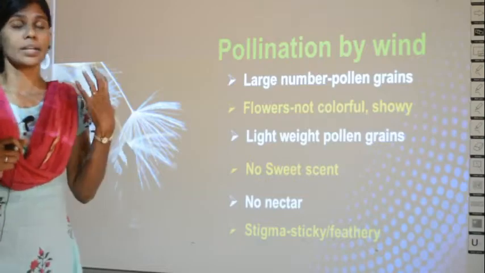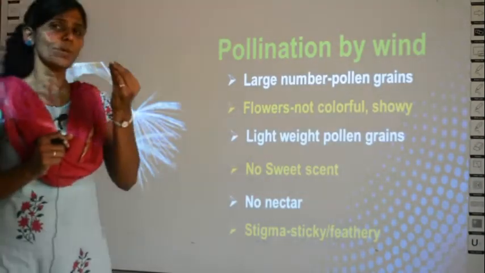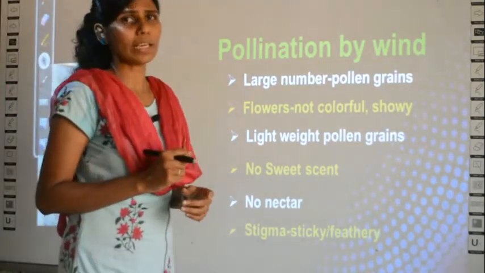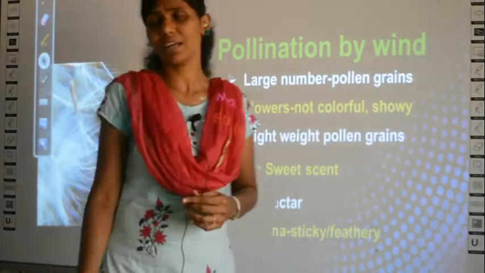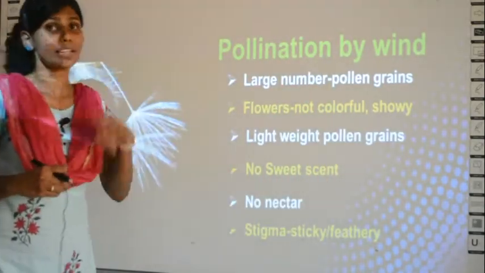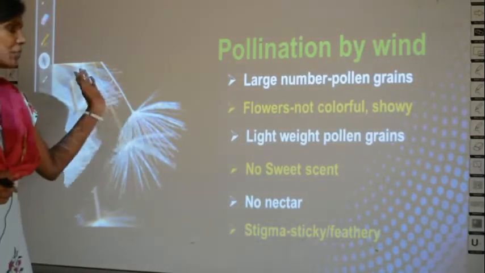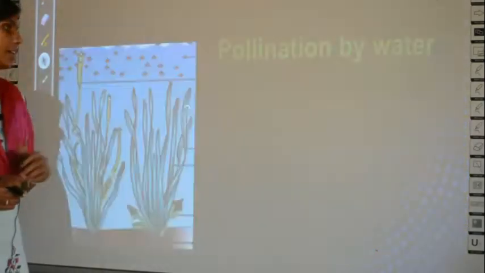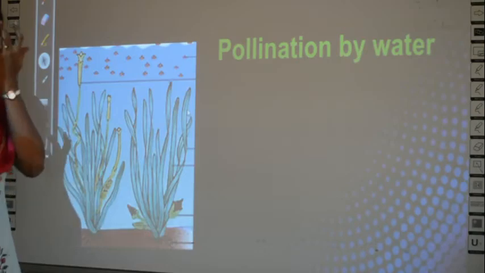What is nectar? Nectar is the sweet liquid like material which is present usually in a flower. There is no nectar, it is usually dry. Have you seen? Is it wet? It is not wet at all, it does not have moisture at all, it is very dry in nature usually. So, this is about pollination by wind.